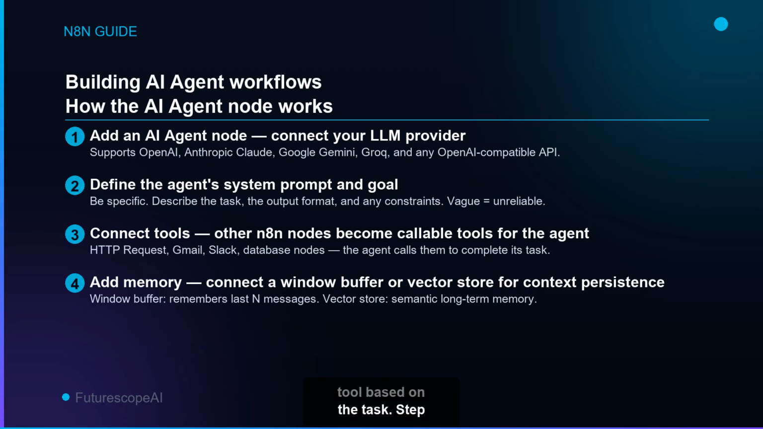Step 4. Add memory. A window buffer node gives the agent memory of the last N messages in a conversation. A vector store connection gives it long-term semantic memory across sessions. Together, these turn a single-turn LLM call into a persistent, context-aware agent.